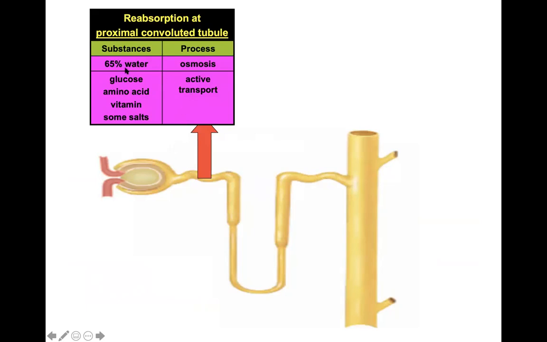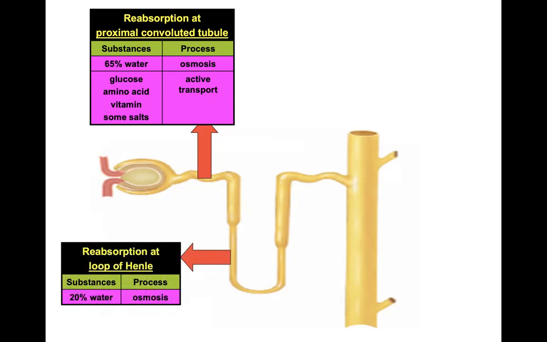So for example, the first one, water. Water will be reabsorbed from the proximal convoluted tubule to the blood capillary by osmosis. Remember, anything that involves water, the process is called osmosis. While the glucose, amino acid, vitamin, and some salt will be reabsorbed back by active transport. So this is the name of the process and this is the substance that will be reabsorbed in the proximal convoluted tubule.